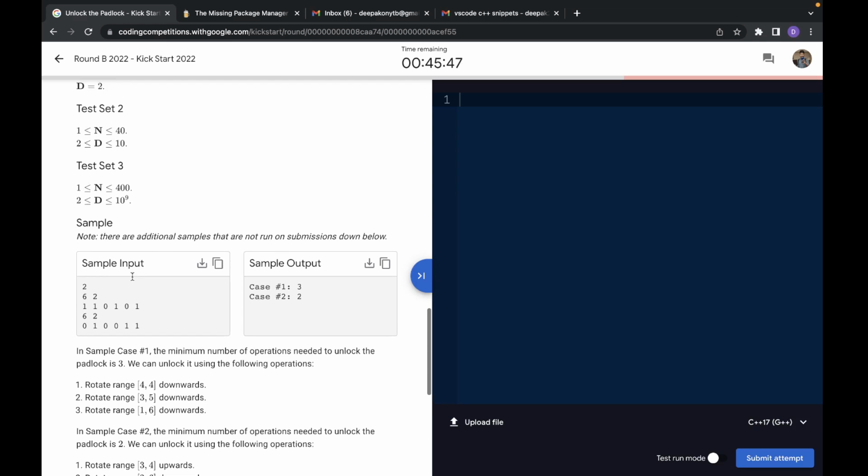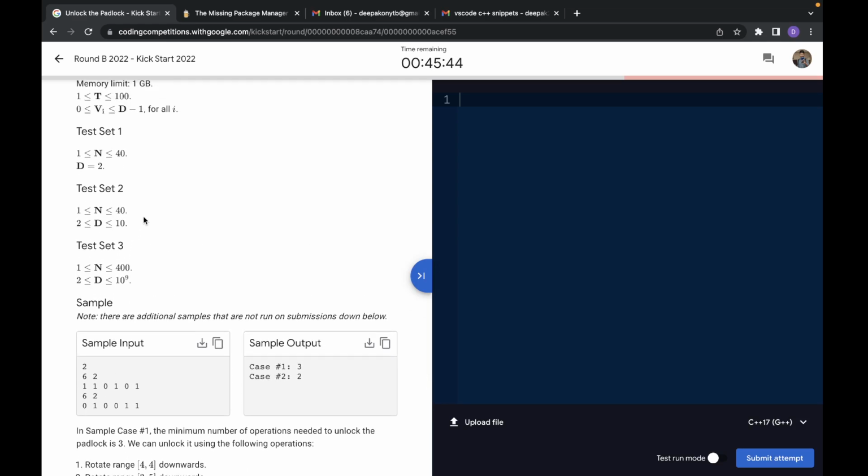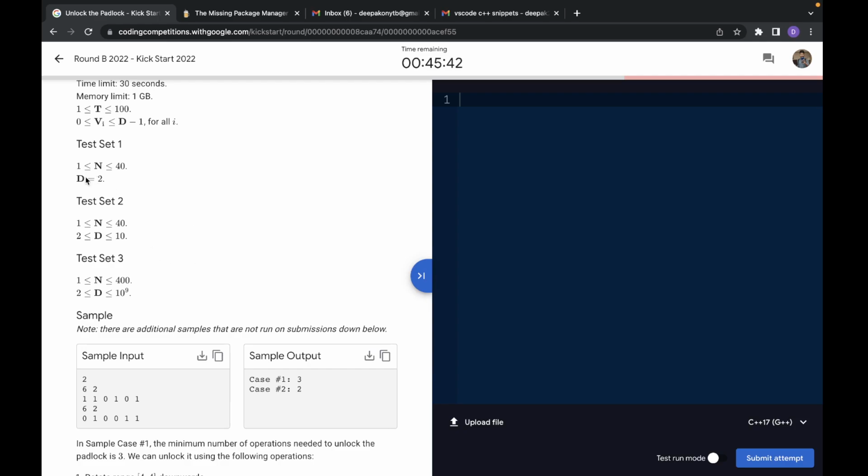And the way I did this, if you look at the test cases first, your first set would be that your digits would either be a 0 or a 1.